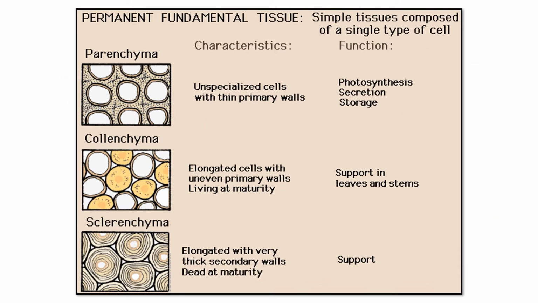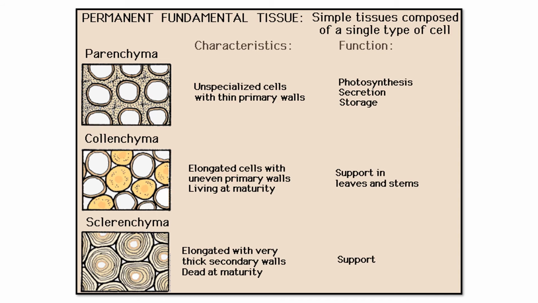Yes, you can see the differences between parenchyma, collenchyma and sclerenchyma. Parenchyma, mostly if it has chlorophyll, we can call it chlorenchyma. So it helps for photosynthesis. Okay, aerenchyma means air space, so it helps to float, that is buoyancy. Unspecialized cells with thin primary wall, mostly for photosynthesis, secretion and storage of food material.